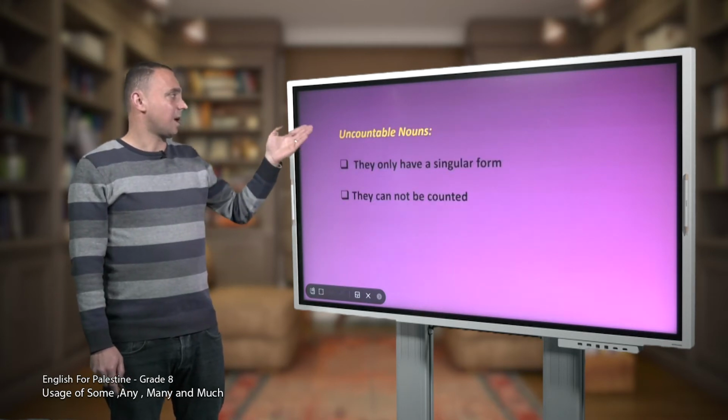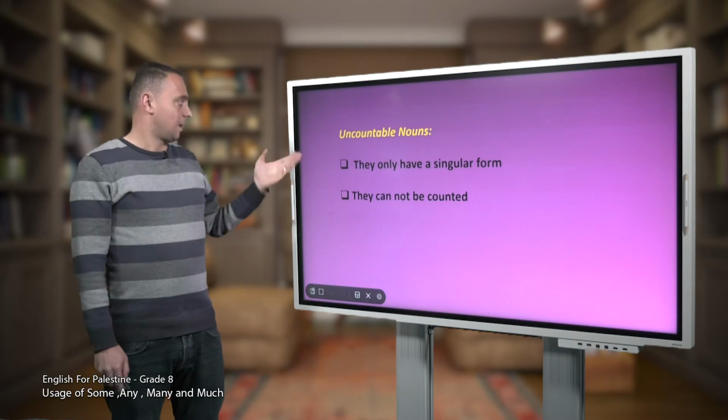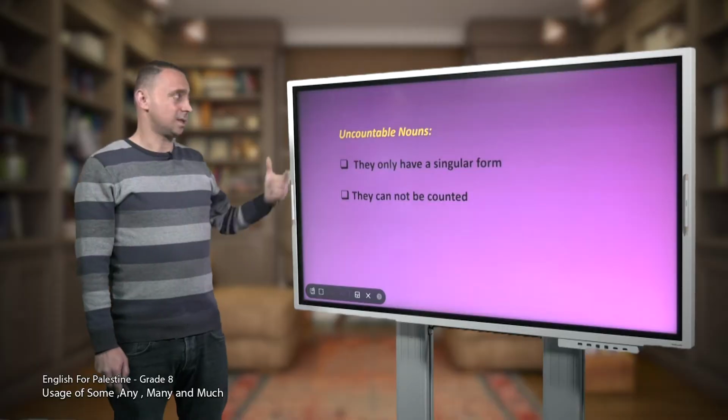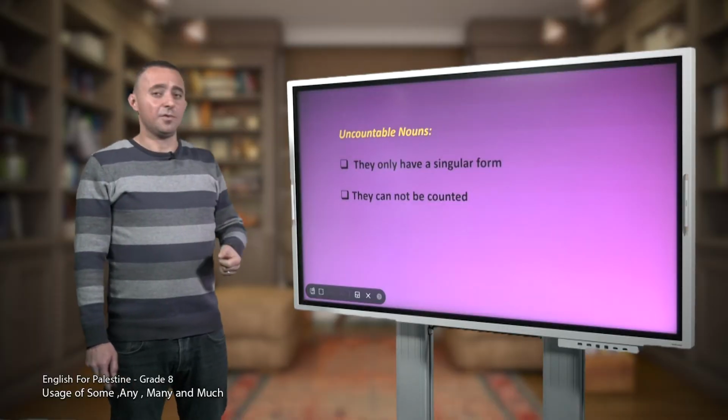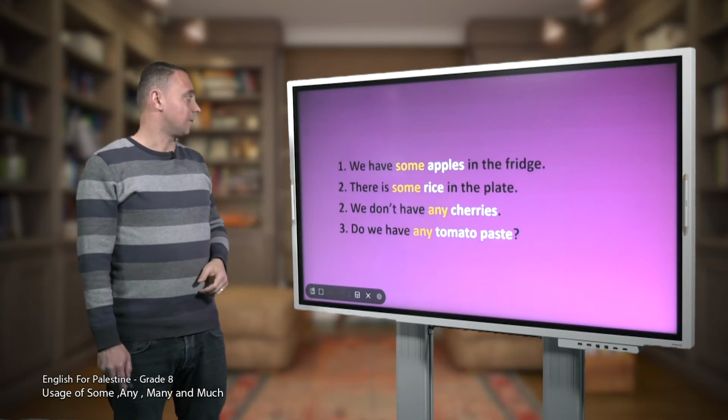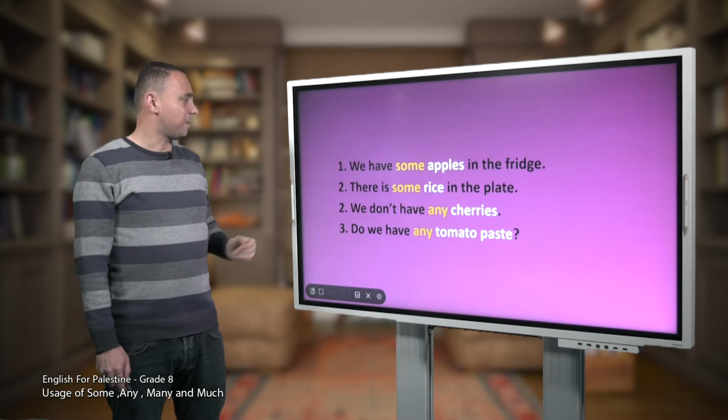Let's continue. What about uncountable nouns? They only have a singular form. They don't have a plural form. Notice, they also cannot be counted. The uncountable nouns have only a singular form, and they cannot be counted.